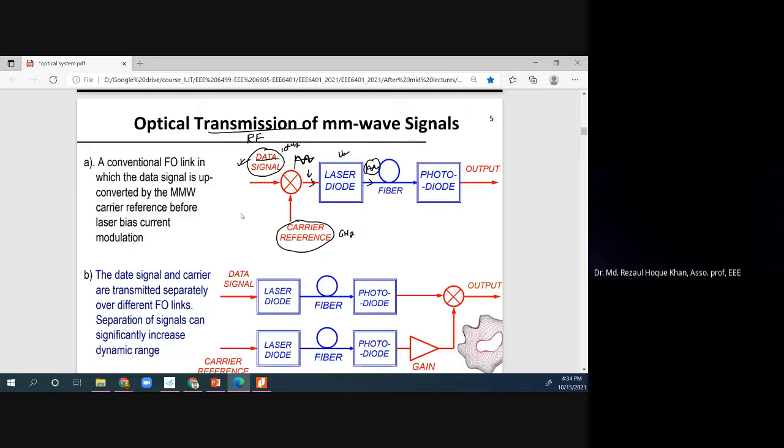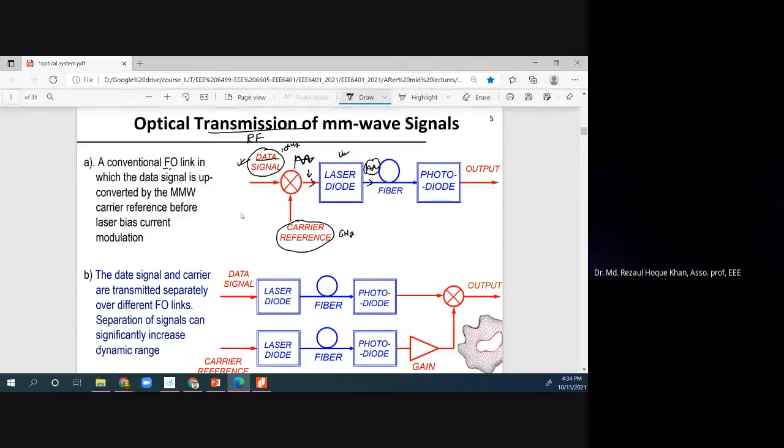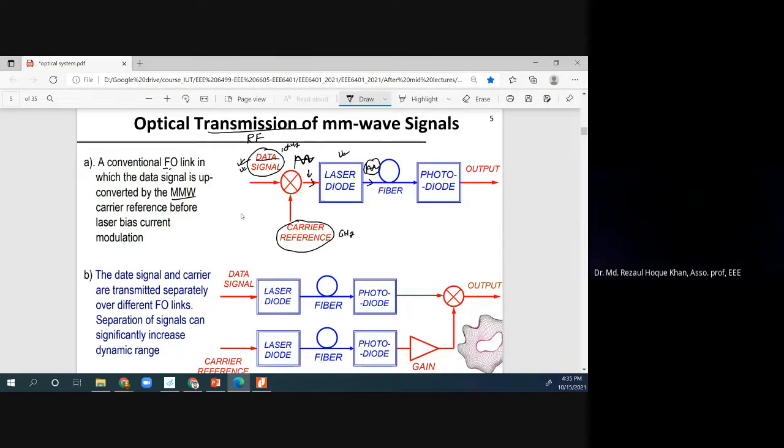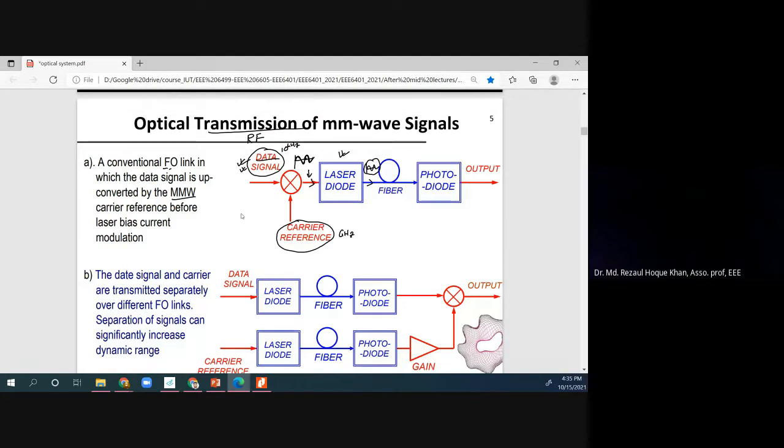So you see a conventional fiber optic link where a millimeter wave signal is actually transmitted. That's why we say optical transmission of the millimeter wave signal, isn't it? You are transmitting a signal through this optical link. Probably this is the simplest mechanism, but not user friendly. I will let you know why it is not user friendly.